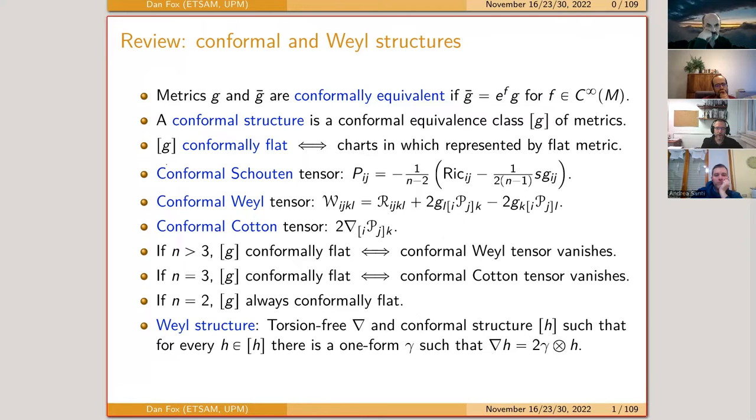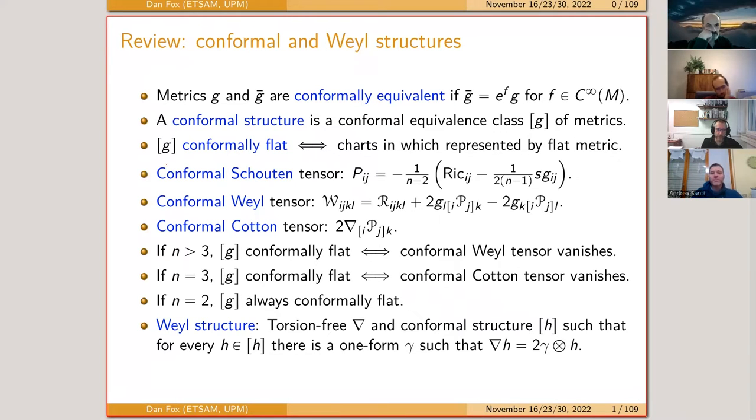of the Levi-Civita connection of the metric. And this is the part which is completely trace-free. And here the square brackets indicate complete symmetrization over the enclosed indices. I'm using the standard abstract index notation, which I use whenever it's helpful to make things compact and fit on slides. And then one has what's called the conformal Cotton tensor, which is the covariant derivative of the Schouten tensor anti-symmetrized in the first two indices.